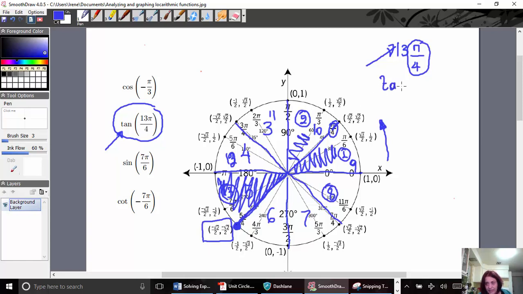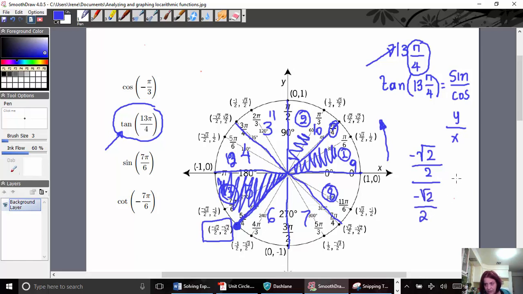Now I'm looking for the tan of this angle, the tan of 13 pi 4ths. Okay, beautiful. What is the tan? The tan is sine over cosine. What is sine? The y-coordinate over the x-coordinate. The y-coordinate here is negative square root of 2 over 2 divided by negative square root of 2 over 2, that is the cosine, the x. I simplify. As you can see, the numerator and the denominator are equal, so my answer is 1. So this means that tan of 13 pi 4ths is nothing else than 1.